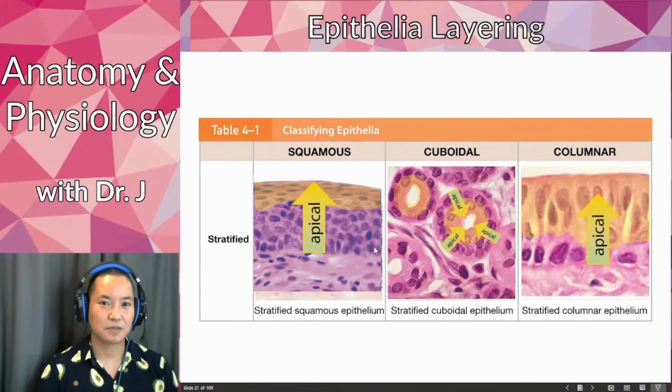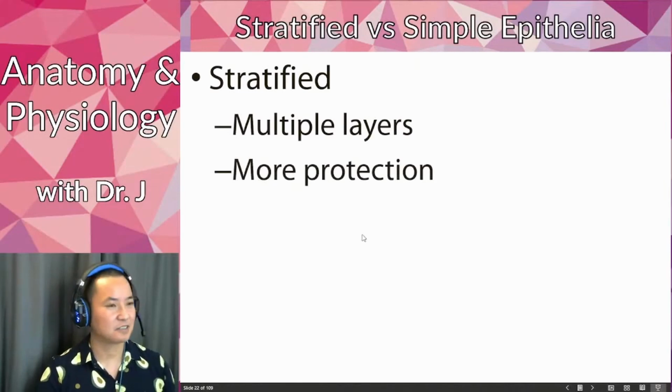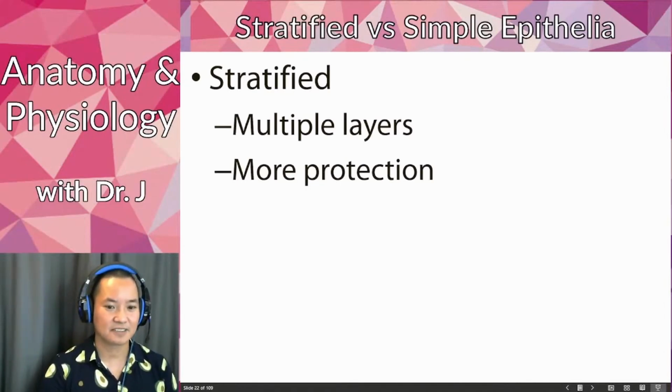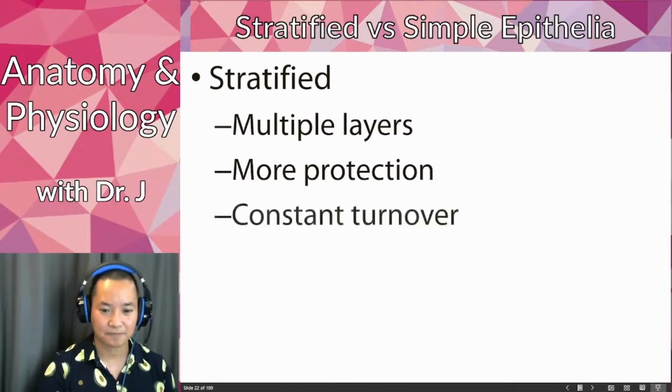So pretty much if it's one layer, it's simple. If it's two or more layers, it's stratified. So stratified, multiple layers. As long as there's more than one layer of cells, then it is stratified. And why would you have stratified? Well, you have more protection and also more cells. Because compared to just a single layer of cells, the more cells you have built up, the more protection you have against something that scrapes against the epithelia, like your skin, and also your GI tract, which also defends against pathogens and things that can cause disease like bacteria.